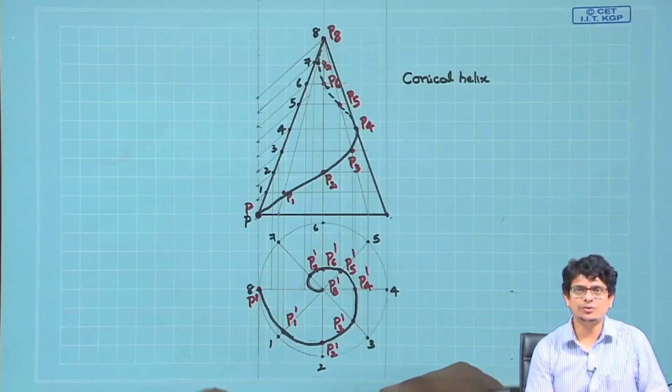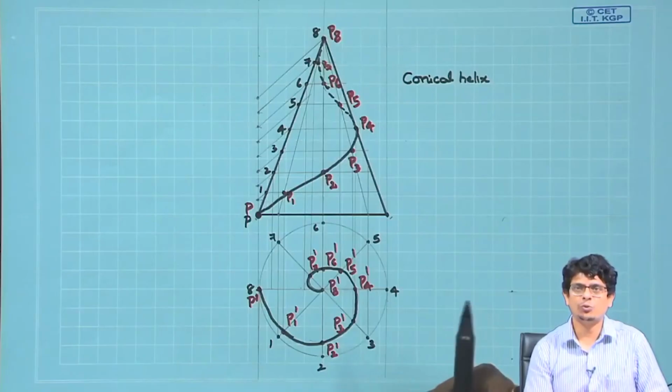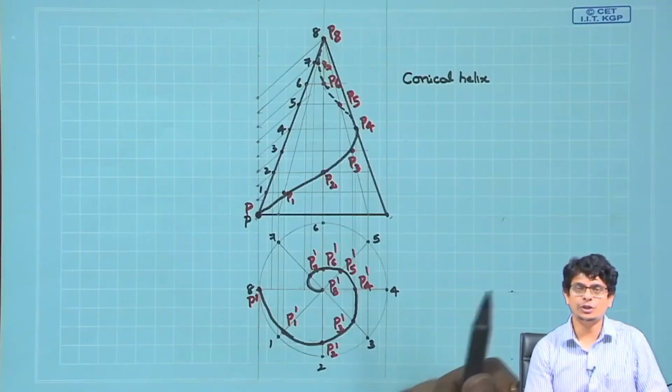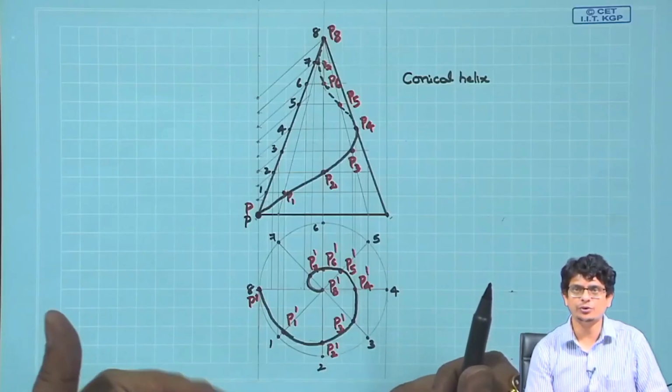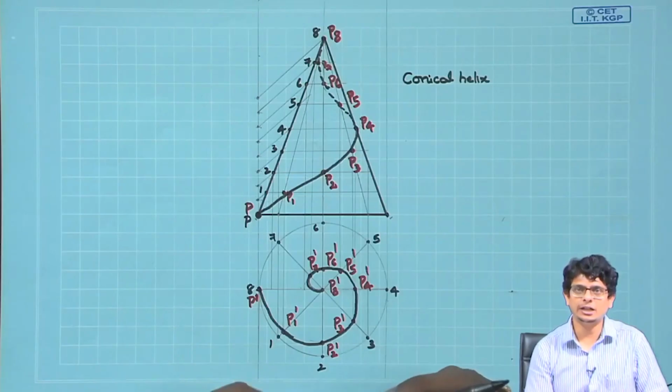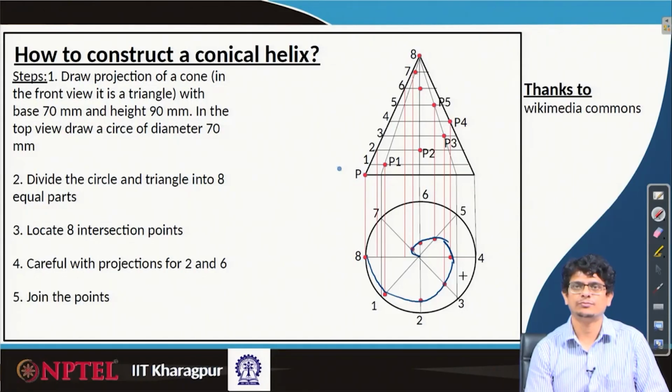In the next class onwards, we will learn more about these projections, like what is vertical plane, what is horizontal plane, how to visualize something in front view, something as top view, something as side view, and the directionality of these views. See you in the next class.